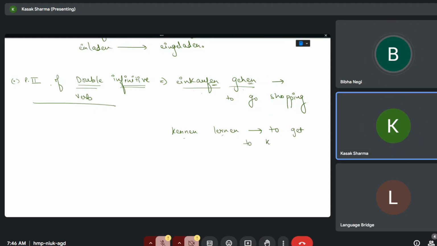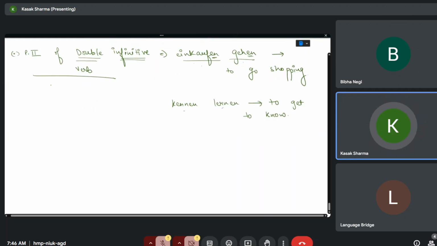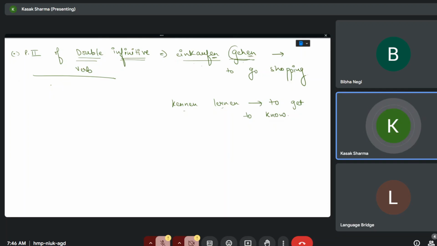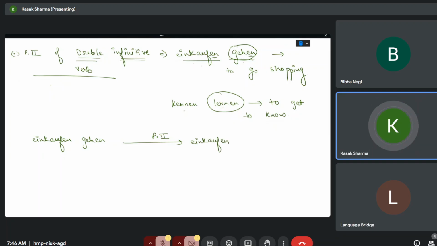So for these double infinitive verbs, if I want to form the participle, only the second verb is changed into the participle. For example, einkaufen gehen. The einkaufen remains the same, einkaufen. What is the participle of gehen that we just did?